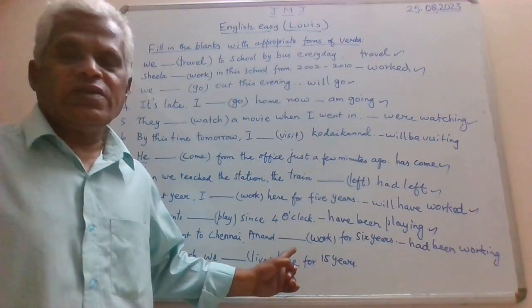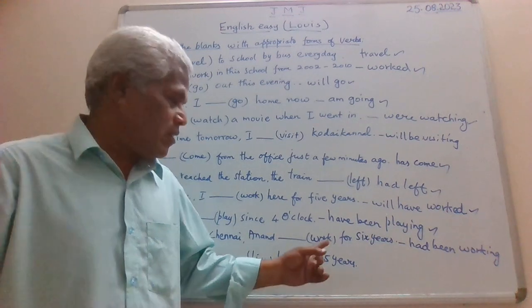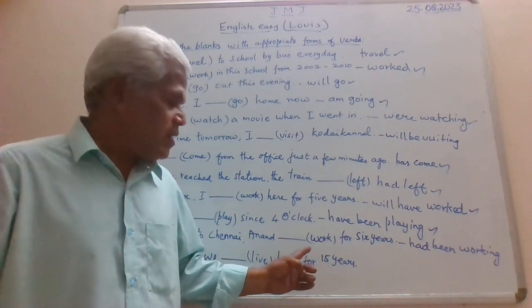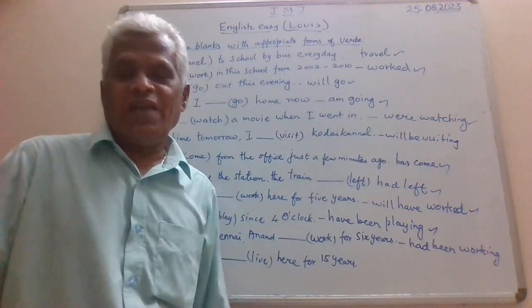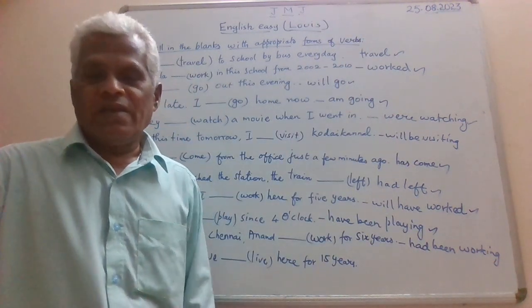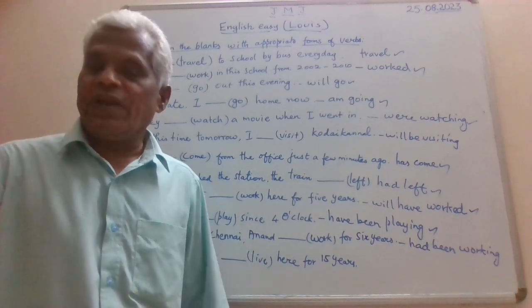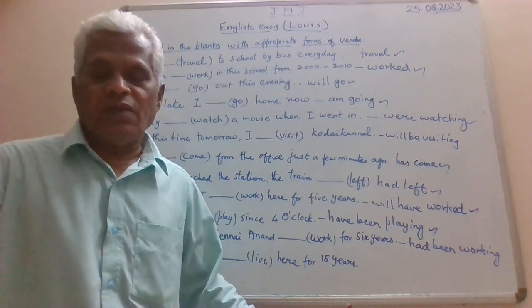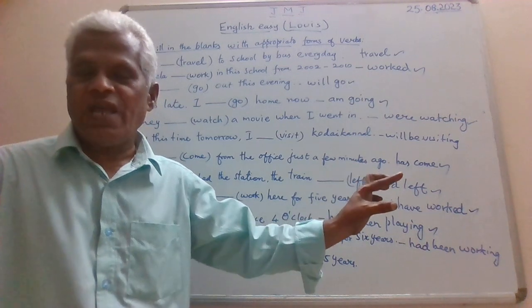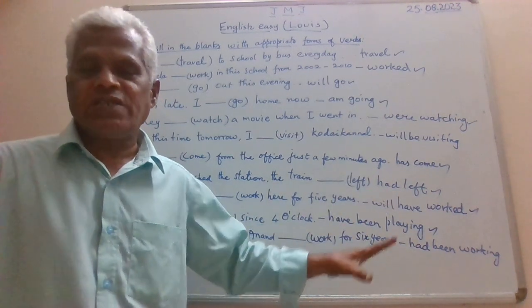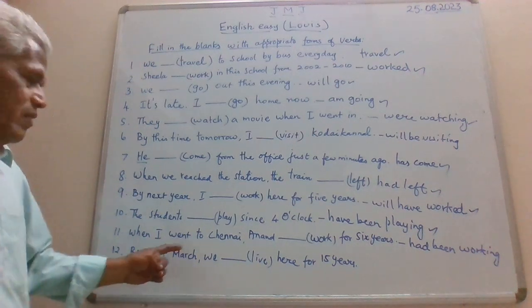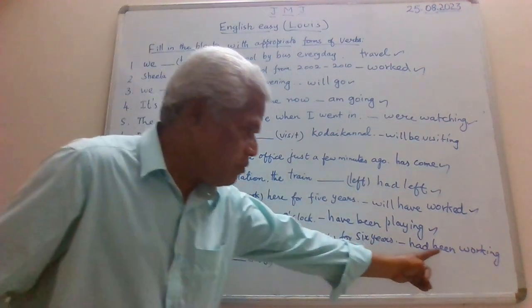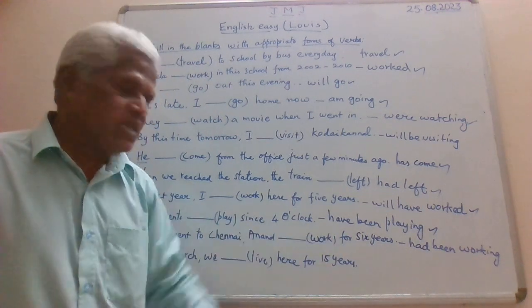You may even sometimes have the word already here. Already. That is also possible. Anand had already been working there for 6 years. So already sometimes may not be necessary to use there, but our purpose is to use the correct form of the verb. So past perfect continuous tense. So how will you read the sentence now? When I went to Chennai, Anand had been working there for 6 years.